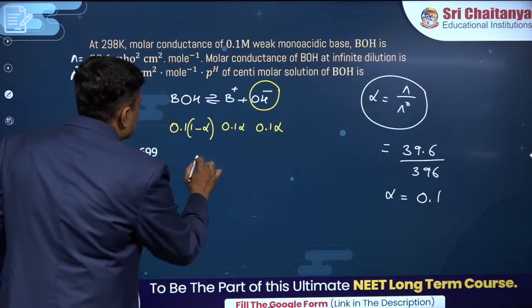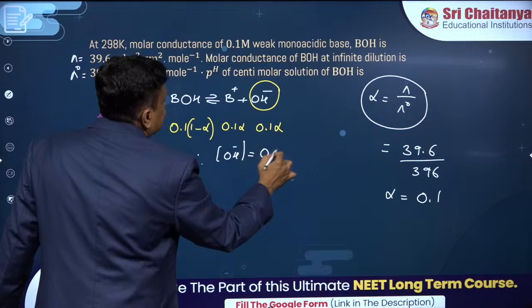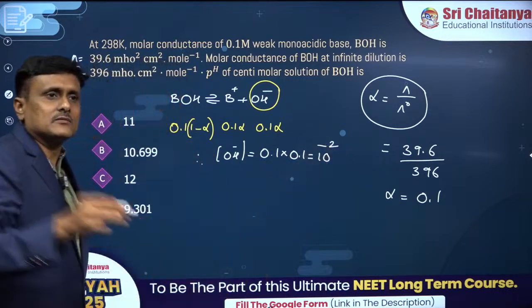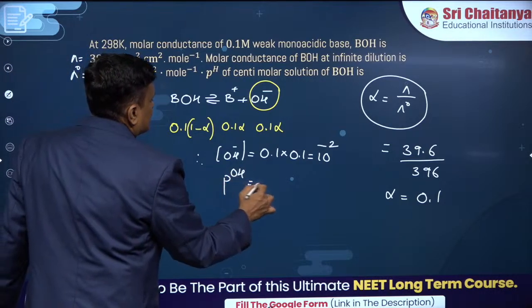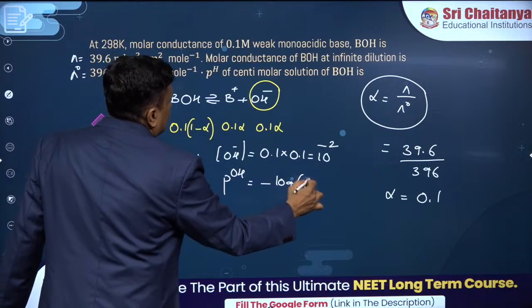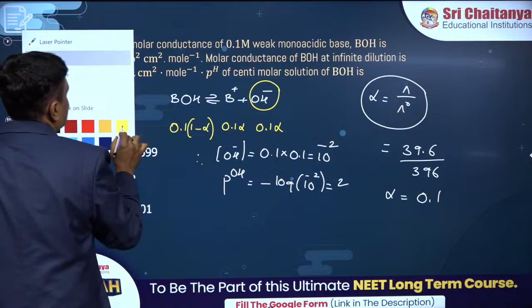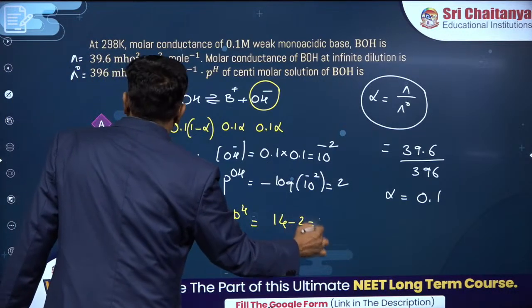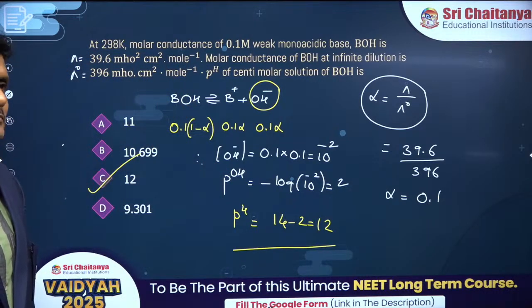Therefore, you got concentration of OH minus as 0.1 into alpha, that is 10 to the power minus 2. You write in that term because you are applying logarithms. So, you got pOH equal to negative log of 10 to the power minus 2, which is equal to 2. Hence, we know that pH plus pOH equals 14. So, pH is equal to 14 minus 2, that is equal to 12. Got it? All of you? D option, Anil.